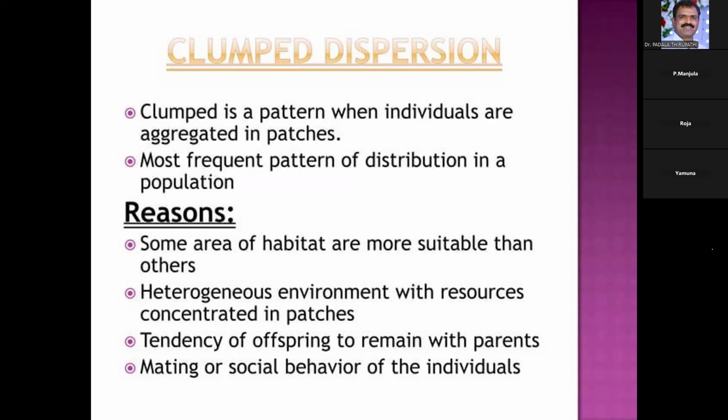The reasons for this clumped dispersion are: some areas of the habitat may not be suitable for them, a heterogeneous environment with resources concentrated in patches, the tendency of offspring to remain with parents, and mating or social behavior of the individuals. These are the reasons why they may live in clumps, that is, in groups.